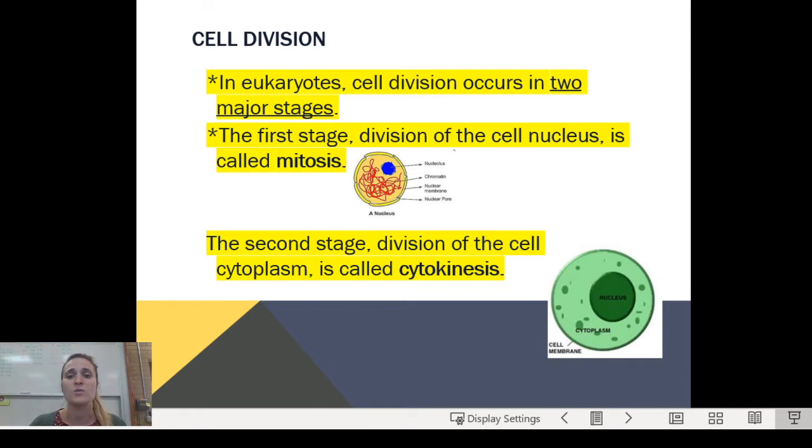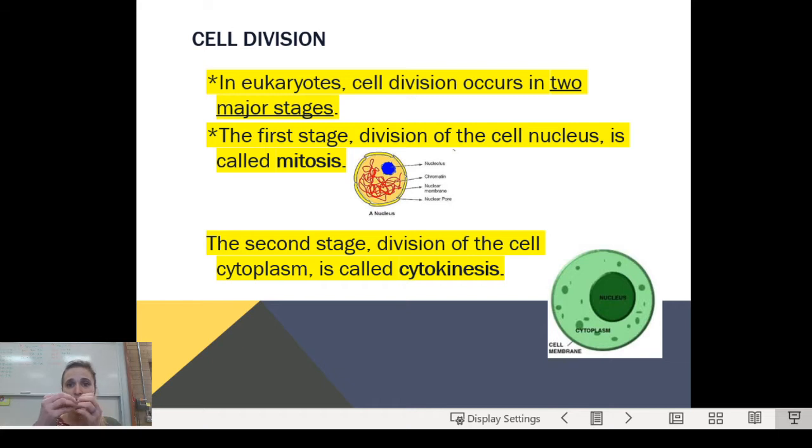In cell division in eukaryotes, you get two major stages, two main pieces. The first stage is mitosis, which is the division of the nucleus. Over here, I have a little picture of a nucleus in the cell. You have the whole cell, and then this right here is just the nucleus. In the nucleus, you have the nucleolus, some chromatin hanging out, and the nuclear membrane. So in the first stage, mitosis, you're dividing the nucleus.